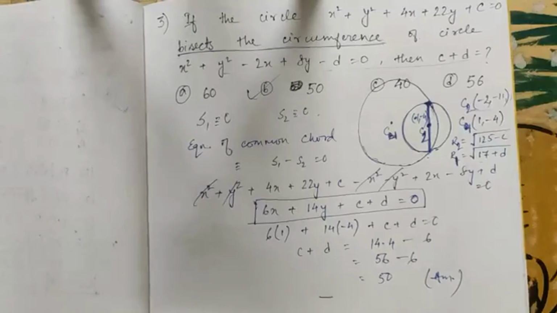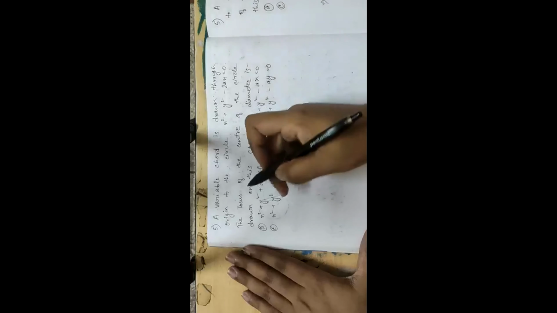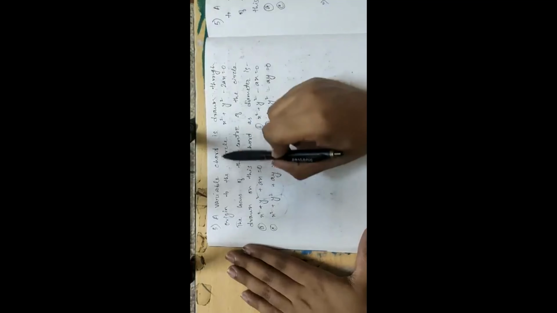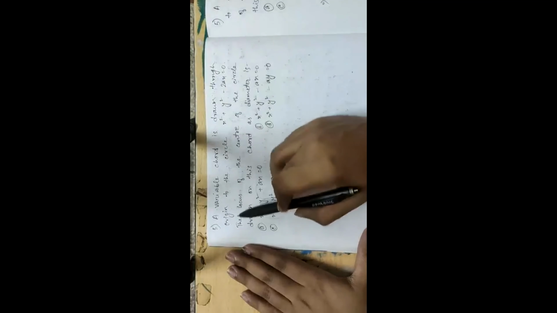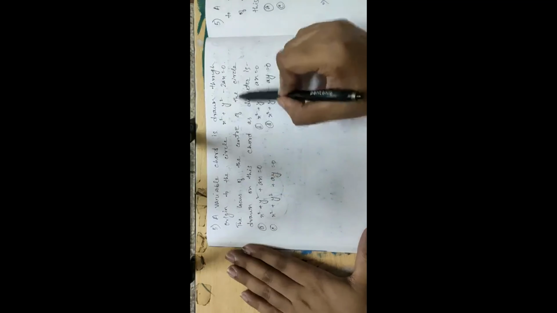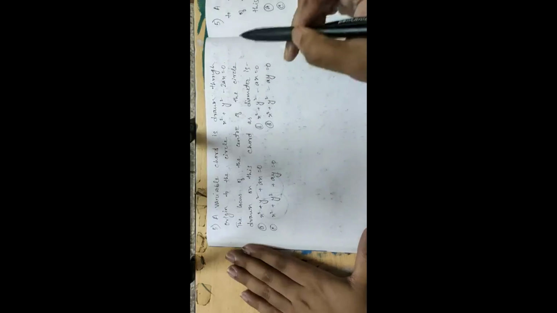So there was nothing in this question. It was an easy one and again a very conceptual one. Okay, let's move on to the next question. In this question it's been said that a variable chord is drawn through origin to the circle x square plus y square minus 2x equal to 0. Then the locus of the center of the circle drawn on this chord as diameter is.